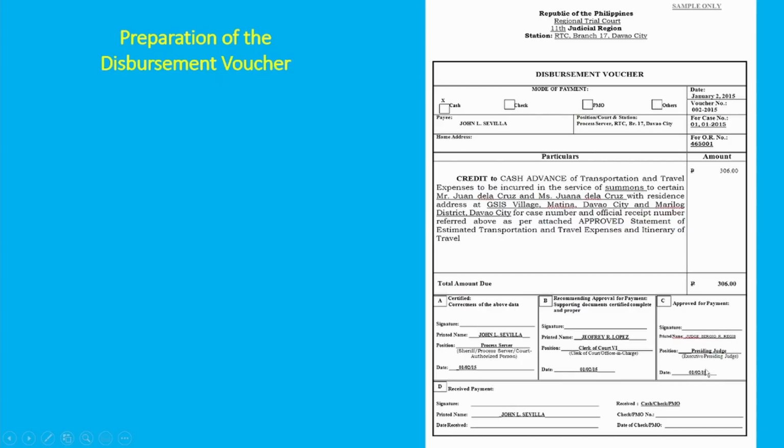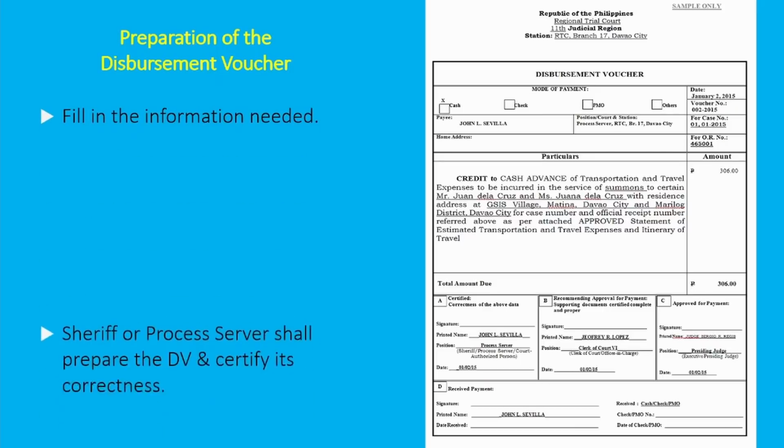So the EJ or the presiding judge is a single sala, so this serves as the order. No need for a separate order for STF. So this will suffice. The sheriff or process server must receive the cash advance from this portion, so no need to provide an additional acknowledgement receipt. Okay, fill in the information needed.